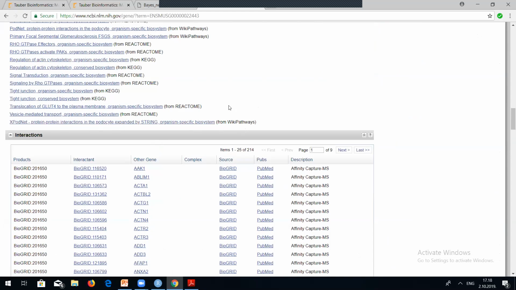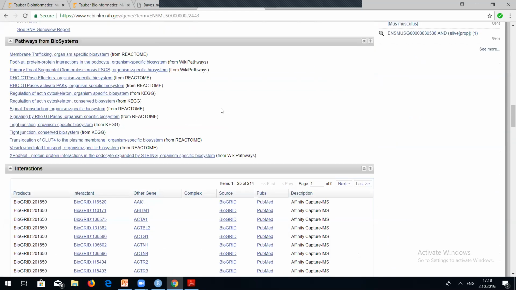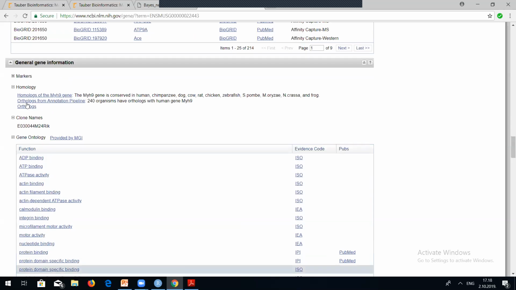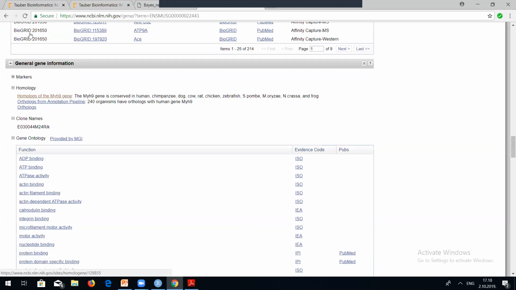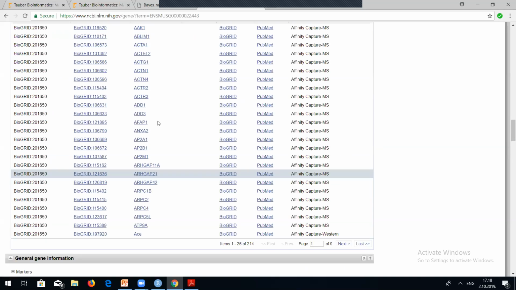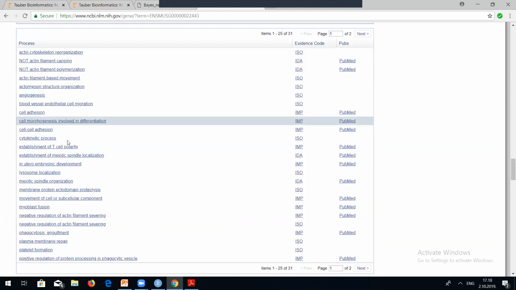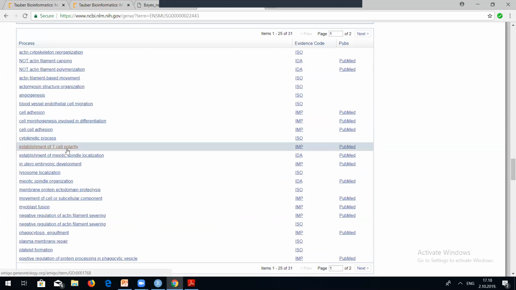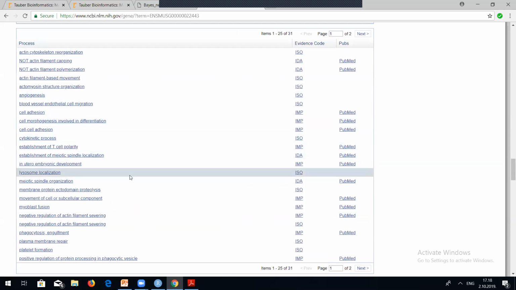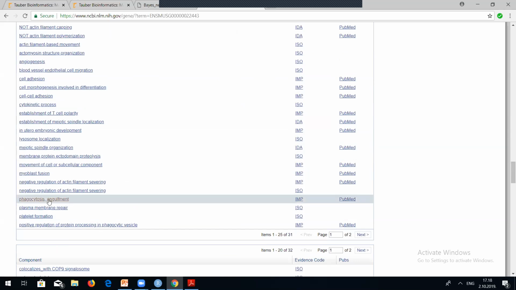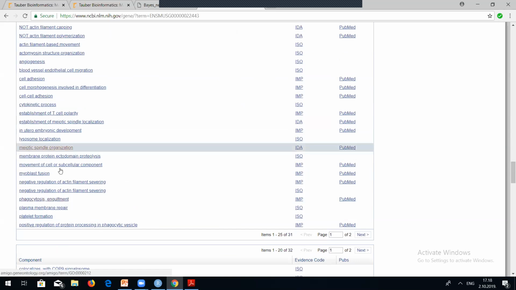You have a lot of processes, but you also have some interactions here that could be further analyzed. We won't go there right now. We have other processes here, right? Like, I don't know, establishment of T cell polarity, right? You have platelet formation. You have phagocytosis. There are a lot of functions.